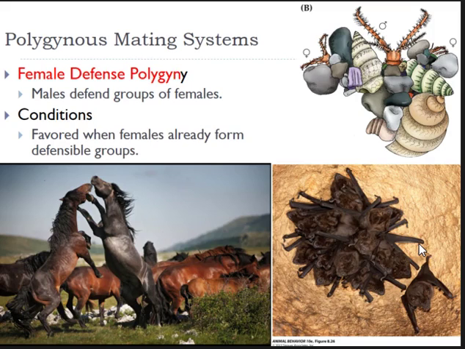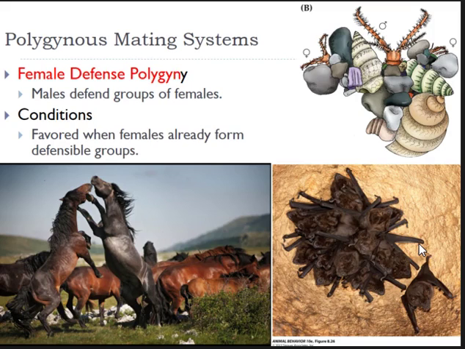And immediately once females start to gather for a reason, that becomes a limited resource, you could think of it, where if males can exclude other males from being near those females, then the males have an increased likelihood of being able to mate with those individual females. So females are grouping up for some reason that has nothing to do with reproduction, but then the males come along and defend those groups of females from other males. This will tend to be favored when females are already forming defensible groups.